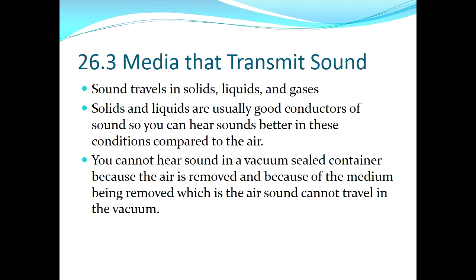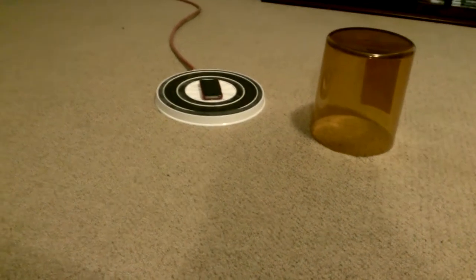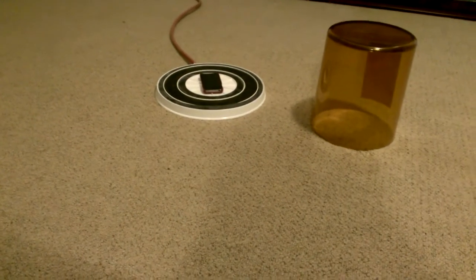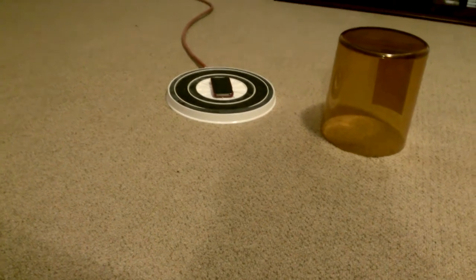Media that transmit sound. Sound travels in solids, liquids, and gases. Solids and liquids are good conductors of sound, and you can hear sounds better in these media compared to the air. In a sealed vacuum, you cannot hear sound because the medium, which is the air, is removed, so sound cannot travel. This is an example of a vacuum removing air, which in this case is the medium. Before the vacuum is turned on, you can hear the music, but once the air is removed, the music decreases.